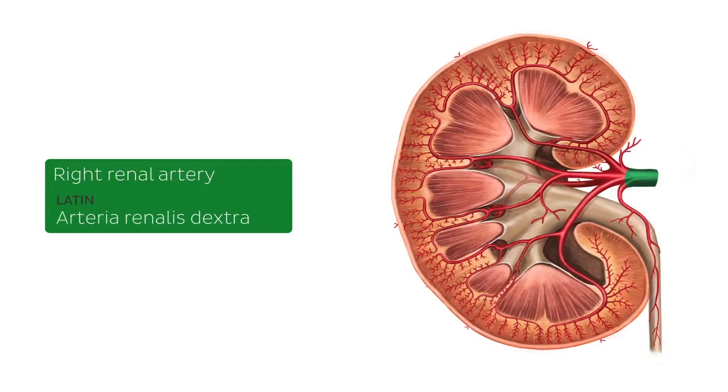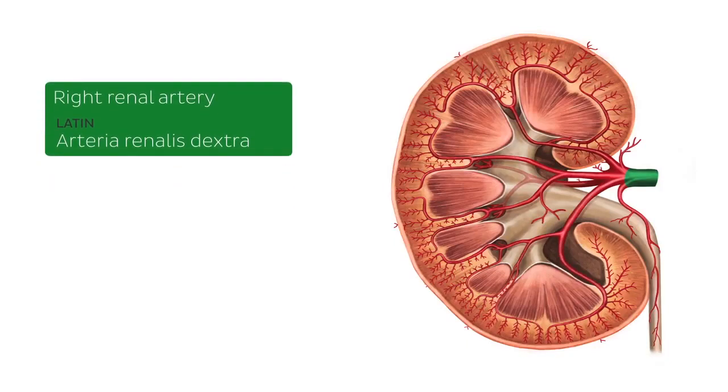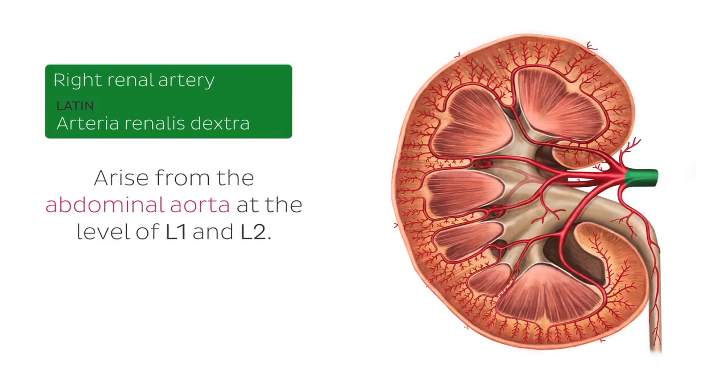Since we're looking right now at the right kidney, it makes sense to call it by its correct name. But keep in mind that the information I'm providing will serve for both arteries, the right one and the left one. The renal arteries arise from the abdominal aorta at the level of L1 and L2, the first and second lumbar vertebrae, due to the asymmetrical position of the left and right kidneys. As you probably remember, the right kidney is slightly lower than the left one.